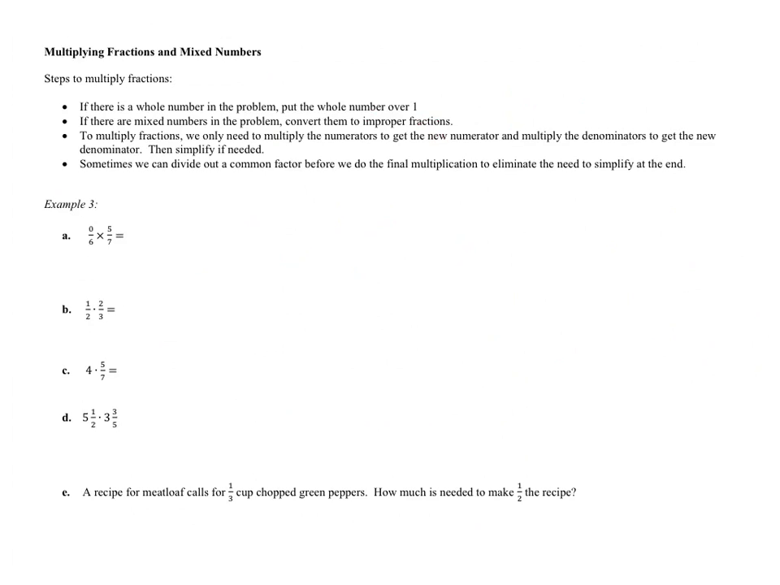Looking at example A here, we're going to first pay attention to that first step. We don't have any whole numbers. The second step, we don't have any mixed numbers. Now the third step, we'll multiply the numerators, 0 times 5, to get the new numerator, which is 0. We'll multiply the denominators, 6 times 7, to get 42 as the new denominator, and then simplify if needed. 0 divided by 42 is in fact 0.